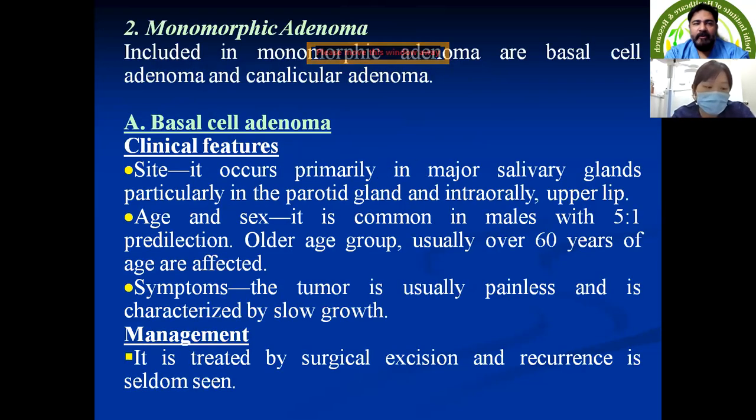Then there is monomorphic adenoma. Included in monomorphic adenoma are the basal cell adenoma and canalicular adenoma. The basal cell adenoma clinical features: it occurs primarily in the major salivary glands, particularly in the parotid gland, and intraorally on the upper lip. Age and sex: it is commonly in males with 5:1 predilection. Older age group, usually around 60 years of age, are affected. Symptoms: the tumor is usually painless and is characterized by slow growth. Management: it is treated by surgical excision and recurrence is seldom seen.